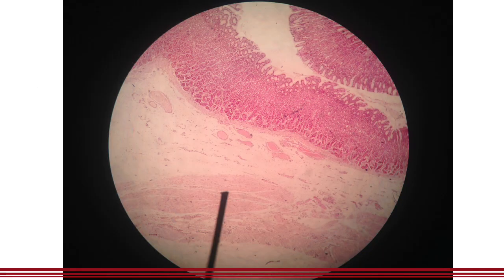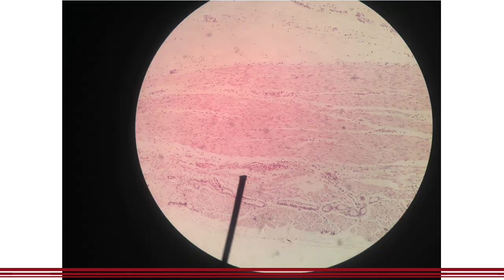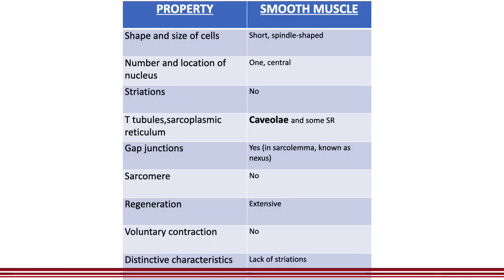Here are photos. This is the smooth muscle of the stomach. You have the lining epithelium here, and you have the muscle layer here. Here you have muscle, muscle, muscle. Finally, a summary of the different properties of smooth muscle.